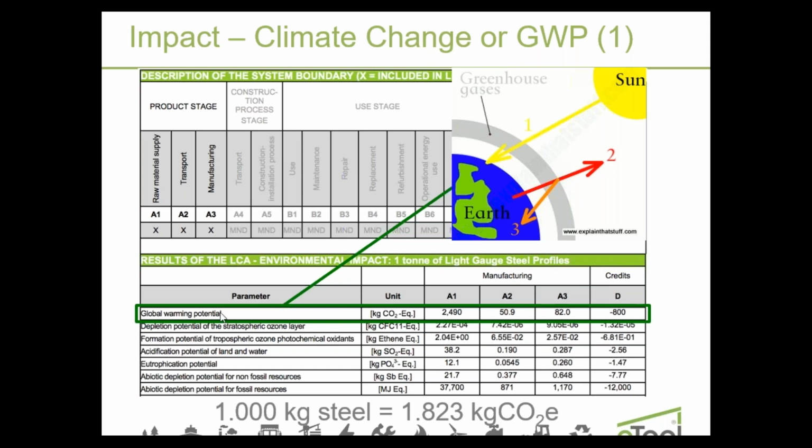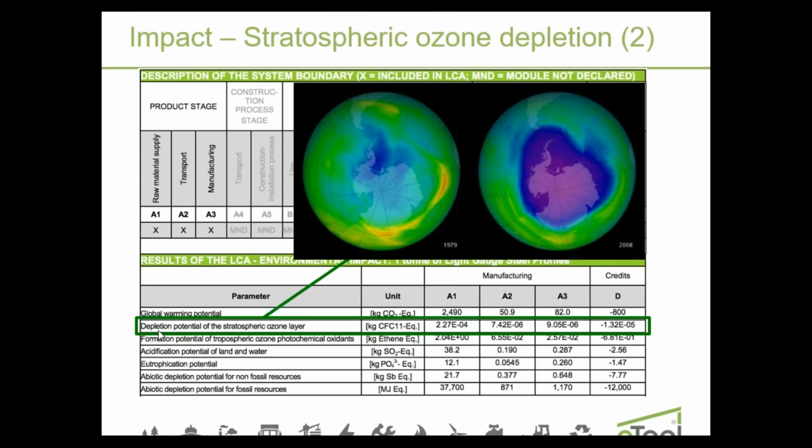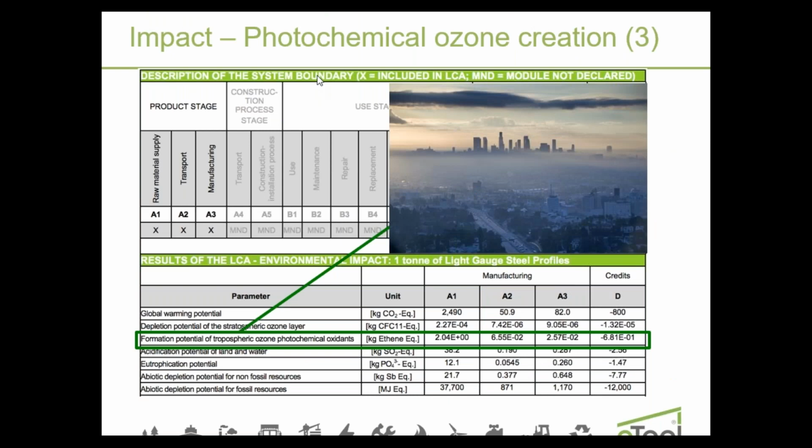So please remember these 7 impact categories that are shown in this example, because these 7 will need to be assessed for Green Star submission. So we will need to assess global warming potential or carbon equivalent. We need to assess stratospheric ozone depletion. So as you know, there is an ozone hole over Antarctica. We need to assess photochemical ozone creation, so the smog.